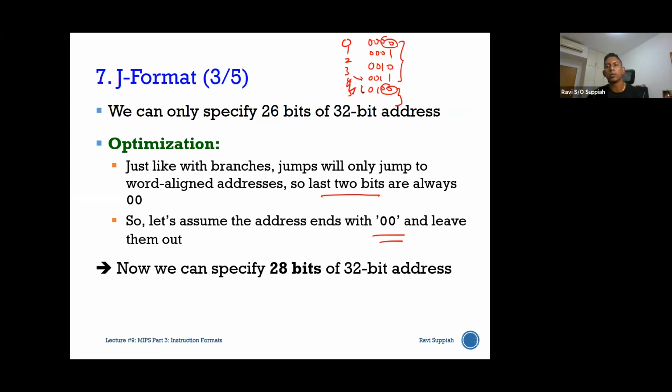So this is 3, this is 4, and so on. You can see that whenever you have multiples of 4, the last 2 bits will always be 0. Since we are jumping to an instruction, the instruction will always have to be word aligned. That allows me to immediately take the 26 bits and make it 28 bits, because I know the last 2 bits will always be 0.